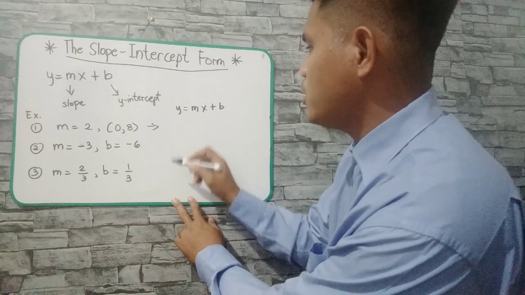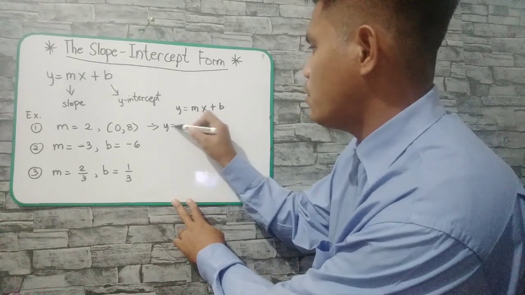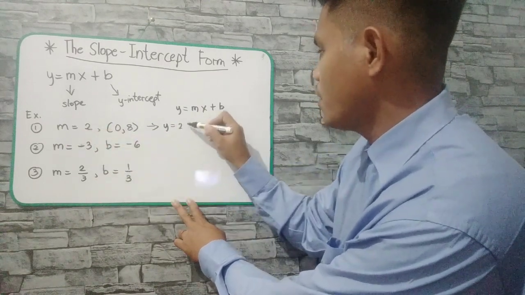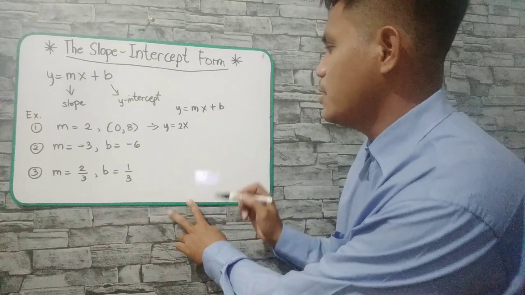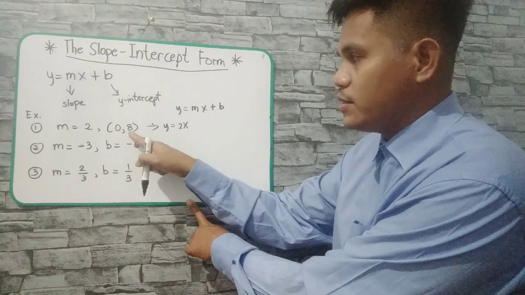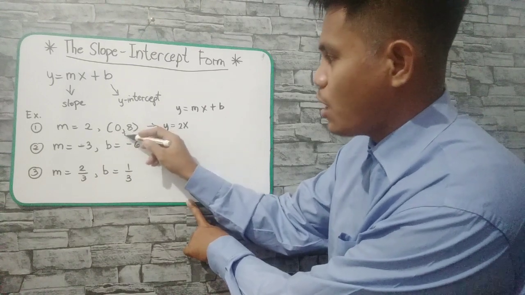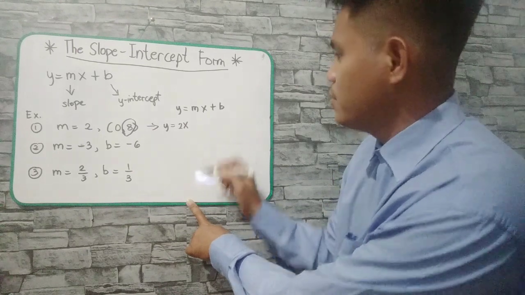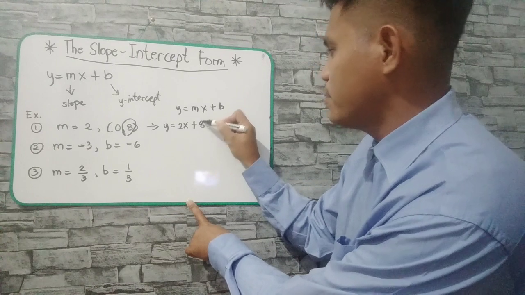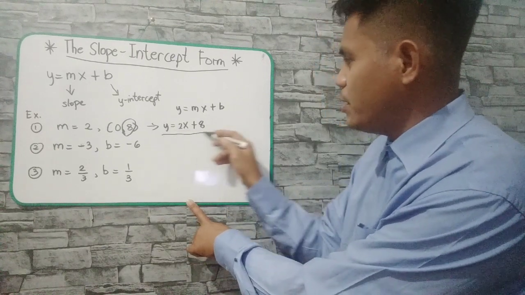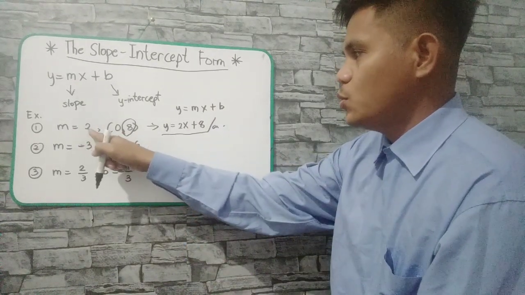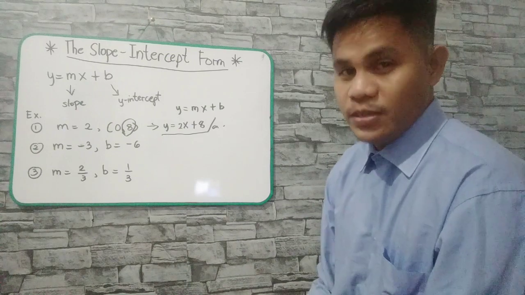So the answer for this one will be y is equal to, the value of m is 2, followed by the variable x, and then since the abscissa is 0 and the ordinate is 8, you are just going to copy the second number, which is 8. So that is positive 8, so you have to put plus 8. Okay, so there you go. This will be the equation for the slope 2 and coordinate (0, 8).